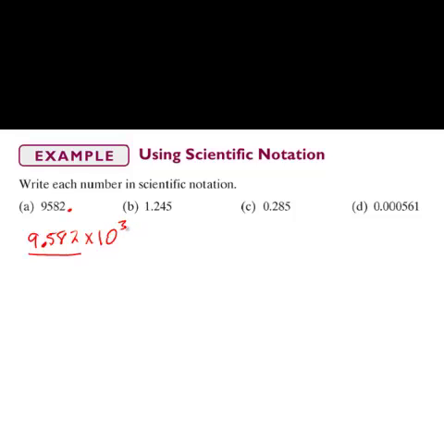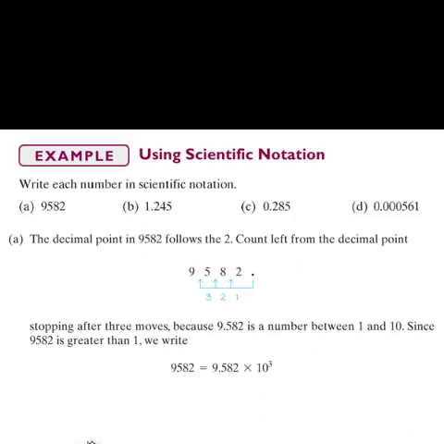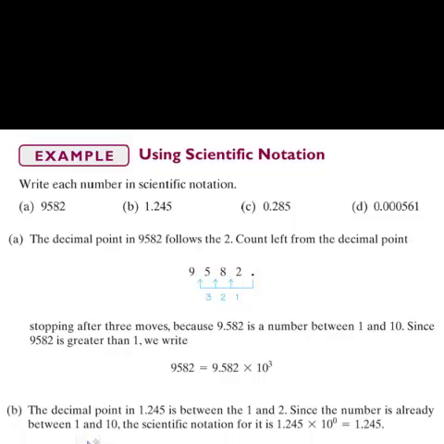This exponent here will tell you how many decimal places that you needed to go from right to left in order to place this in scientific notation. Okay, let me go ahead and erase this ink. And let's look at the answers here. So 9.582 times 10 to the third power is what this number is in scientific notation. What about part B, the 1.245? Isn't that already in scientific notation? It is.